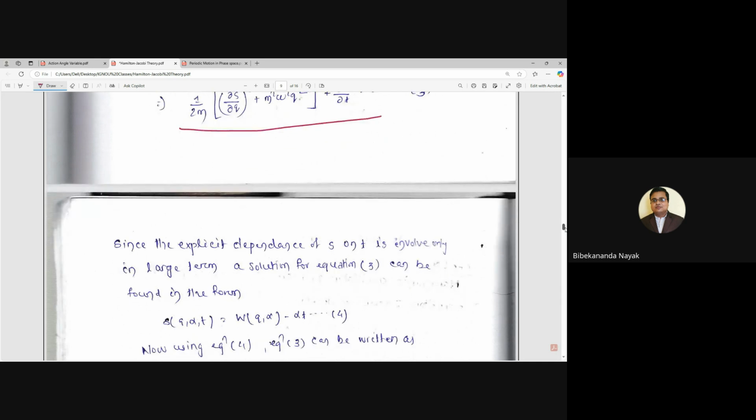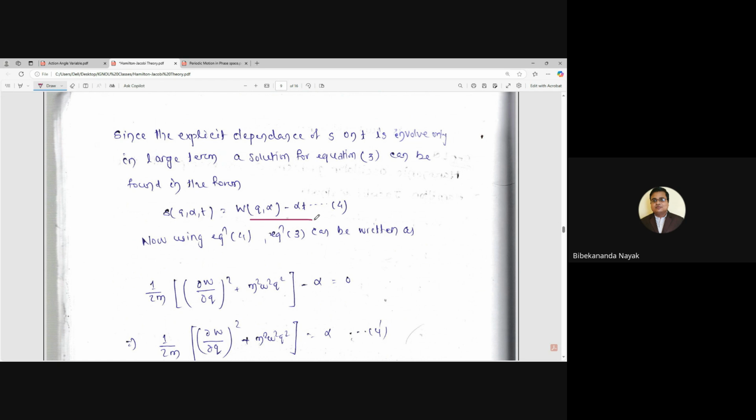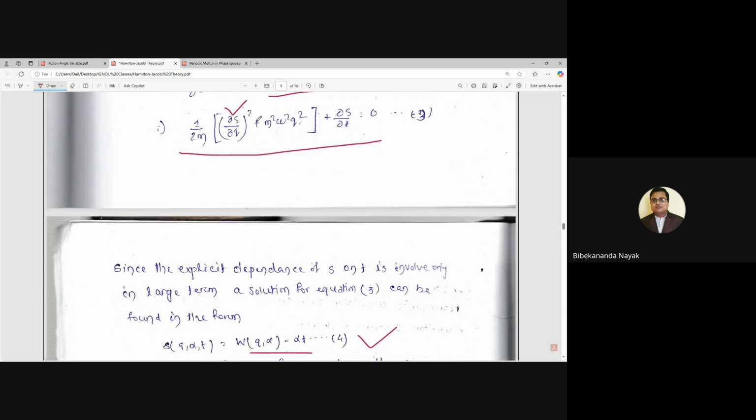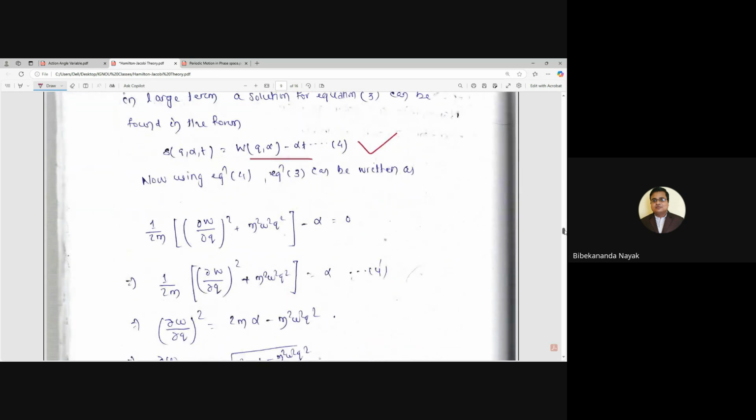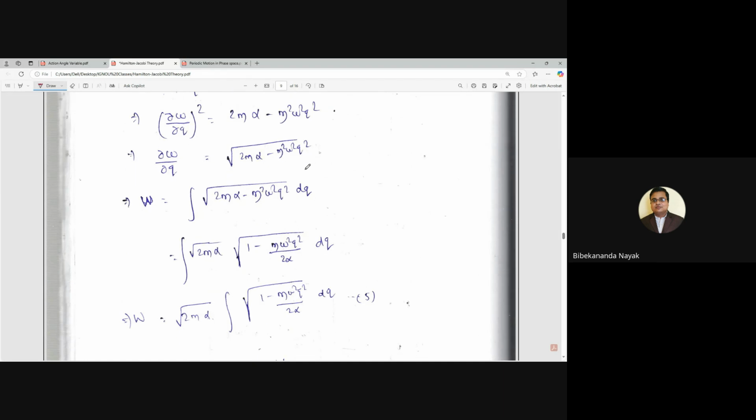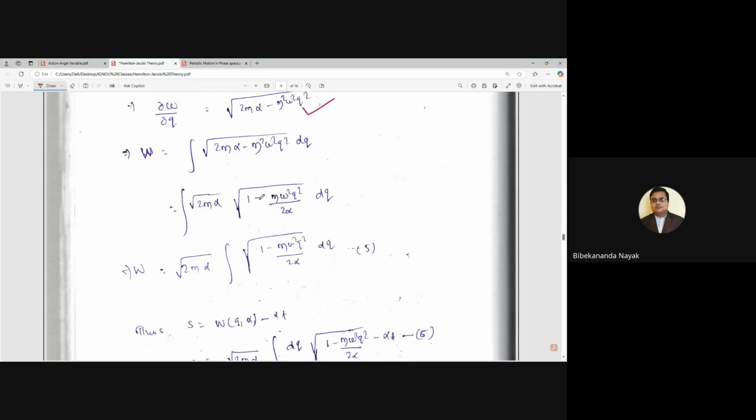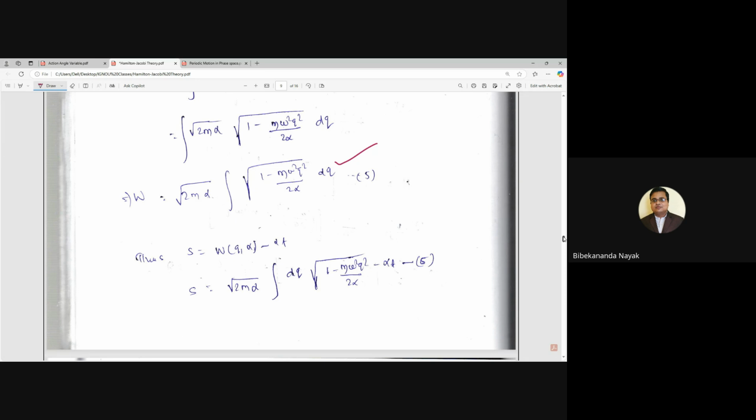So the solution means take S as the solution which can be written as W(q, alpha) minus alpha t. Okay. Now use this there. In place of S write W minus alpha t. Then ∂S/∂q is ∂W/∂q, and alpha t is constant with respect to q, so 0. But here ∂S/∂t is minus alpha. So put those minus alpha here, with only (∂W/∂q)². So we got this equation where (∂W/∂q)² is equal to 2m alpha minus m²ω²q². So ∂W/∂q is this root, and W is equal to the integration of dq. Integrating it, we found W, with the square root of 2m alpha taken outside. But by definition, S is equal to W(q, alpha) minus alpha t. So S is equal to this W minus alpha t.